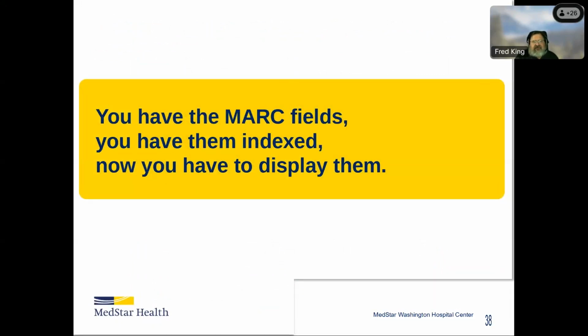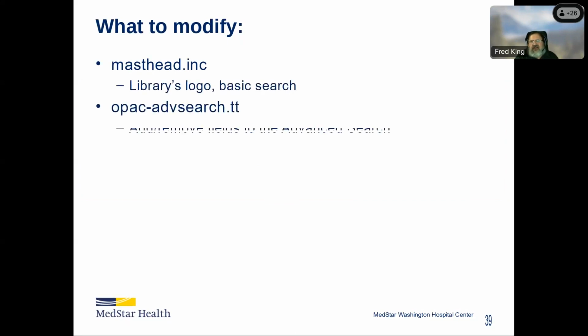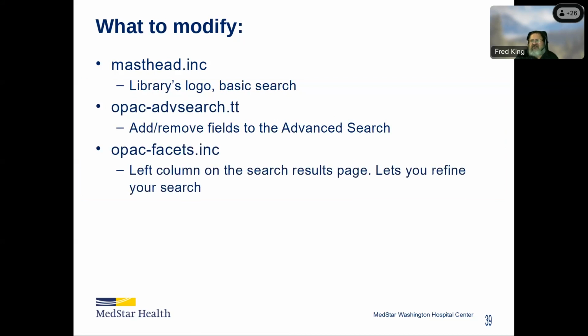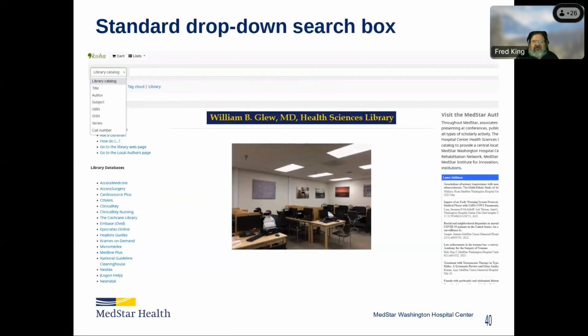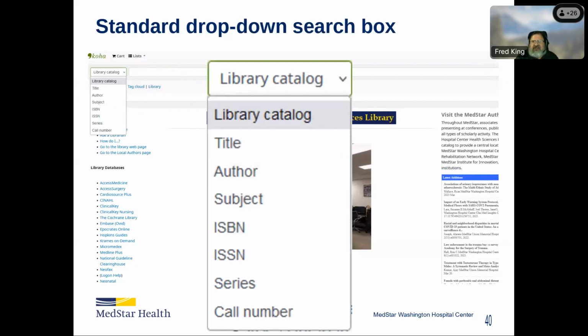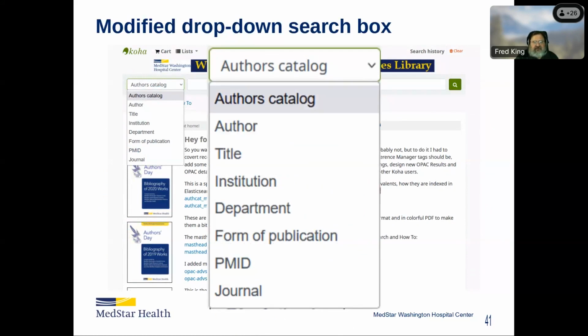Then you have to display them. And there are some fields you have to display. The logo page, you have to add things to the advanced search page. There are two different displays for records, the search results, and how a single record is displayed. I'm not going to go into a lot of coding. I might show you two or three lines of code. This is a standard search box, author, subject, ISBN, etc. Well, it's pretty easy to change that to institution, department, form of publication, PMID, etc.